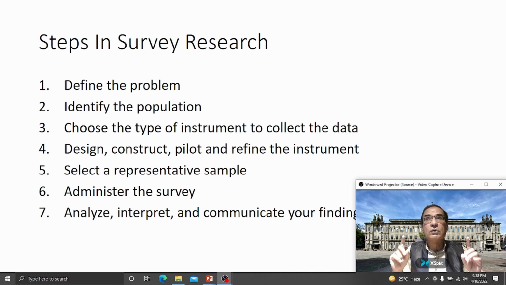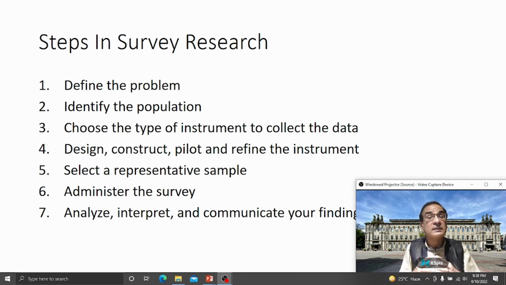So, in survey research, the first step is to define the problem. What's the problem? After defining the problem, identify the population with which you would like to conduct the survey, and then choose the type of instrument to collect the data. Then design, construct, pilot, and refine the instrument. It's a very difficult task to design, construct, and pilot the instrument for conducting the survey.